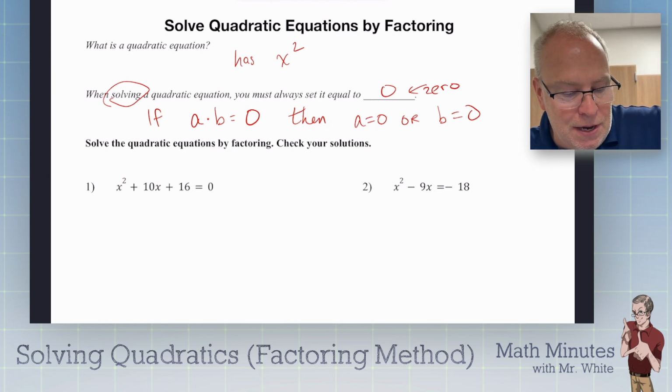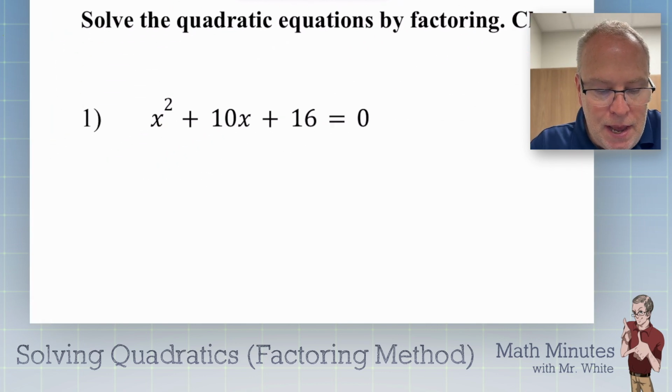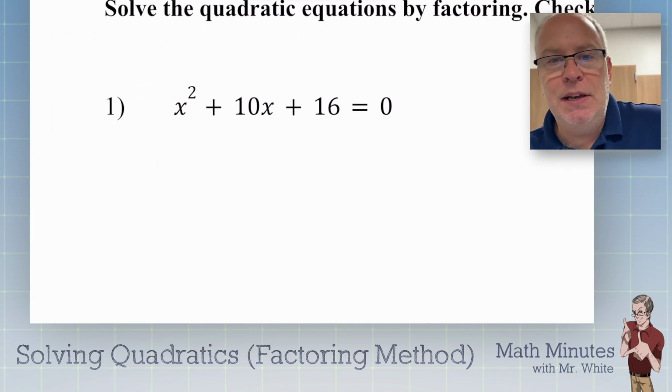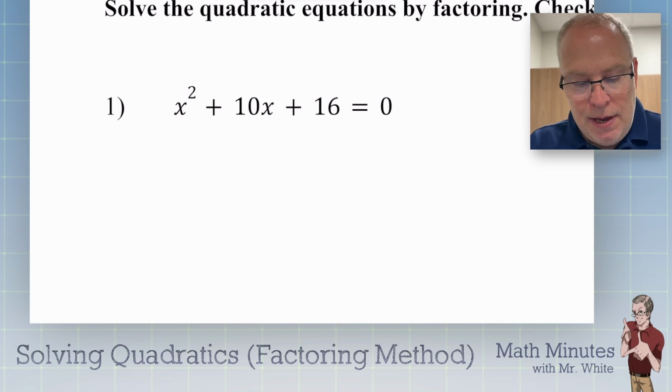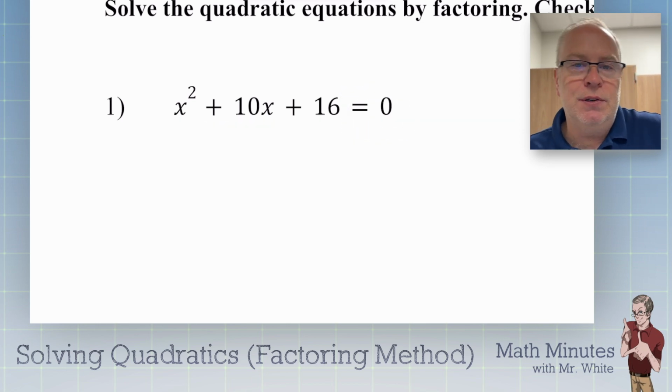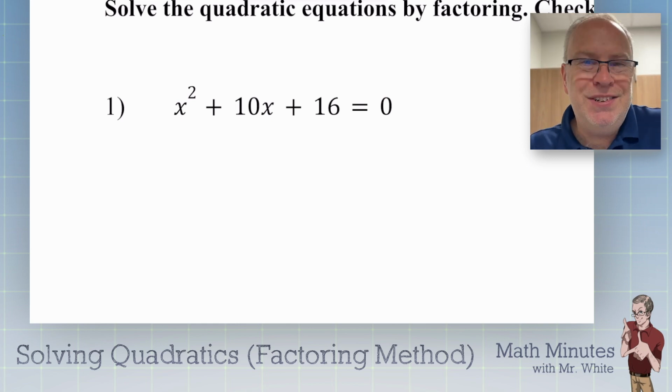All right, so in number one it says x squared plus 10x plus 16 equals 0. This is called a quadratic equation. You see how it has a left side and it has a right side. It has an equal in the middle, and I've already got this set up for us where it's equal to 0. Well, here's how we do this. It's just a couple steps.